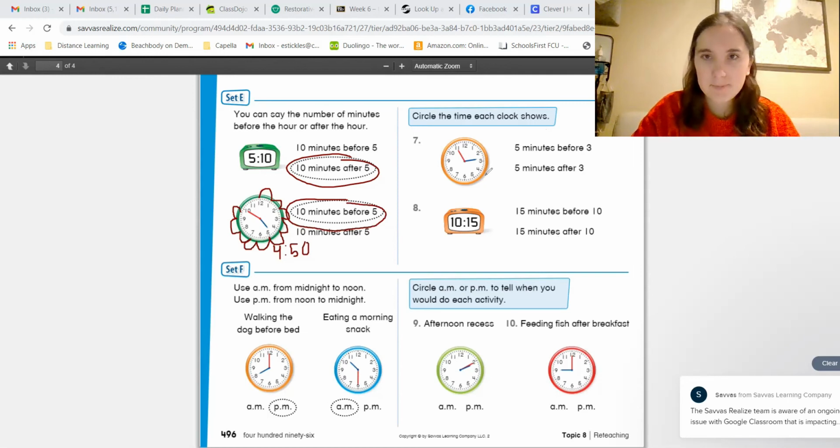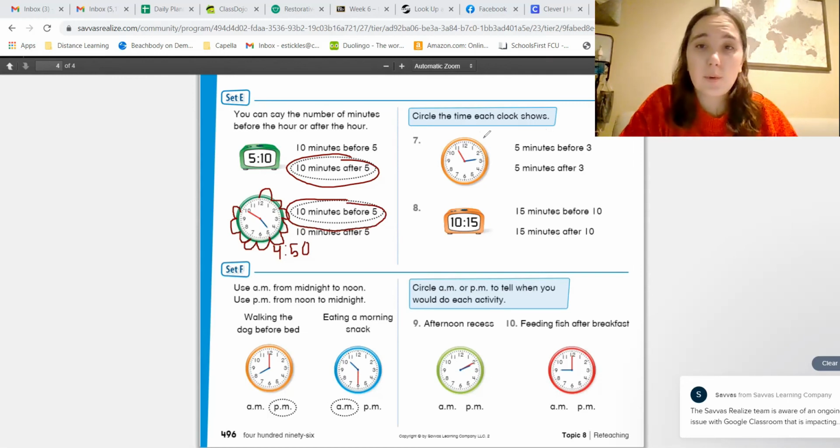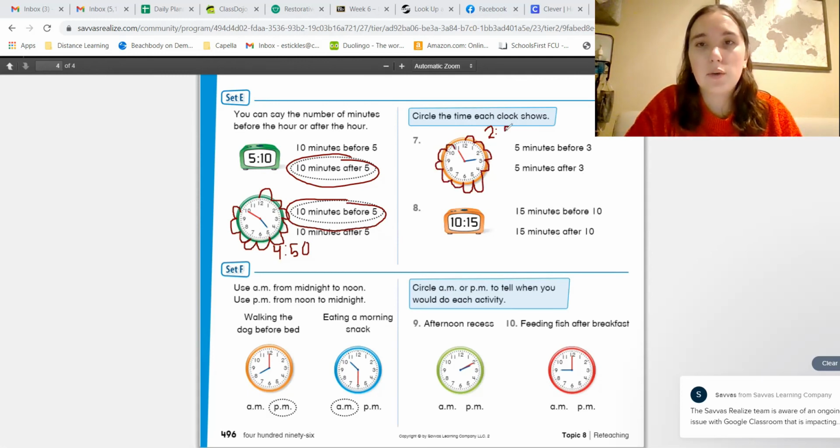Okay, number 7 says, well, our hour hand is between the 2 and the 3, so that means we're in the 2 o'clock hour. And then I'm going to count my minutes to see how many minutes after. 5, 10, 15, 20, 25, 30, 35, 40, 45, 50, 55. So my time is 2:55.